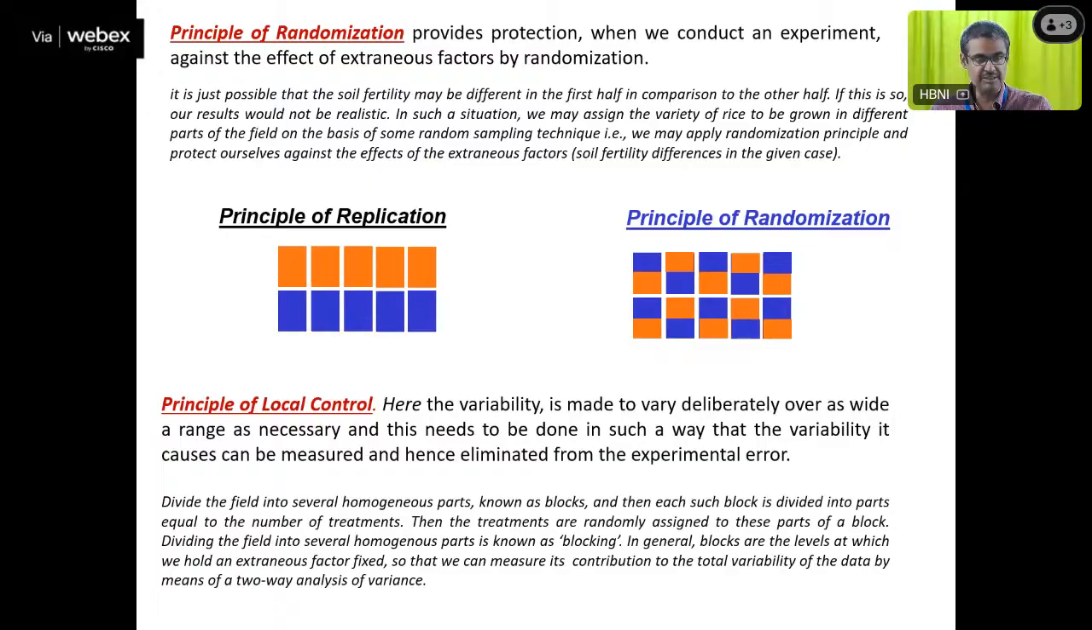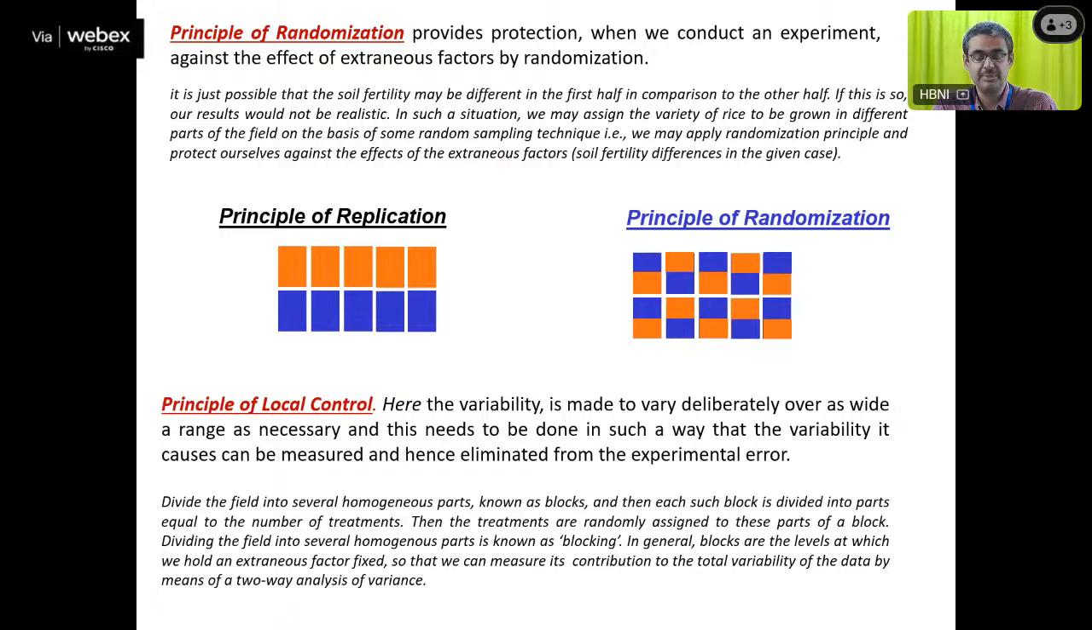Then we study the principle of randomization, which provides protection, when we conduct an experiment, against the effect of external factors by randomization. In the previous case, we removed the extraneous variable by the effect of replication. Now with the help of randomization, which is more error proof, we minimize the experimental error to a greater extent than replication. Why? We'll understand that. It is just possible that the soil fertility may be different in the first half in comparison to the other half. If this is so, our result would not be realistic.